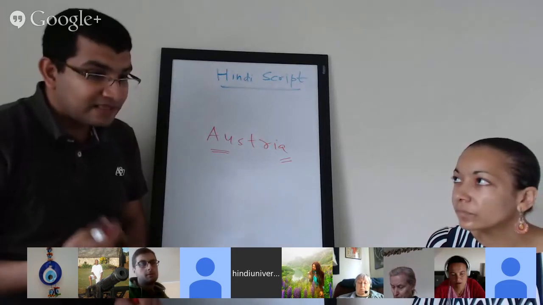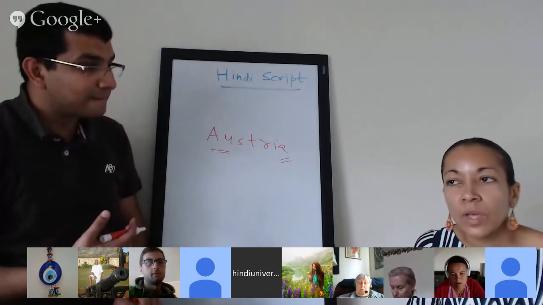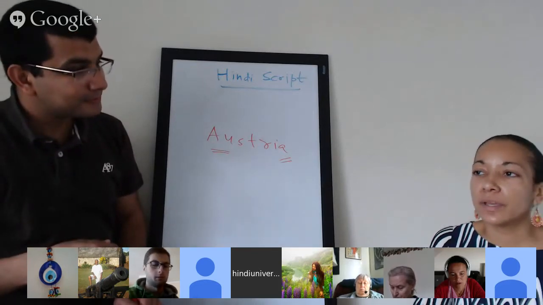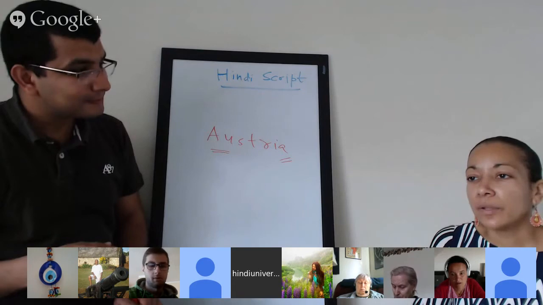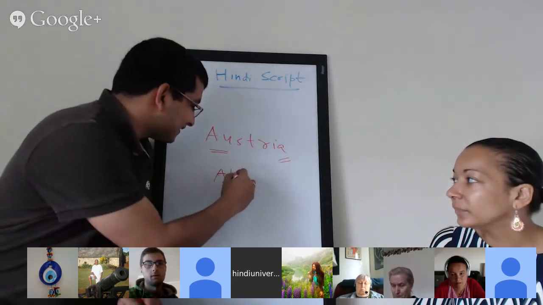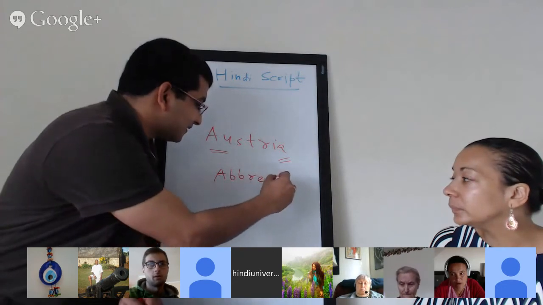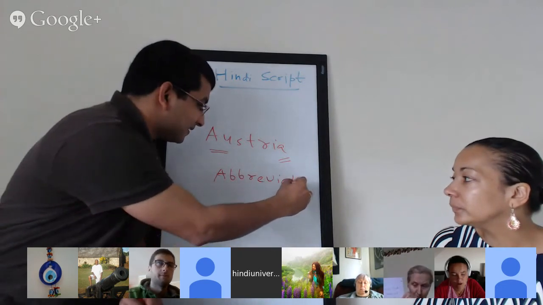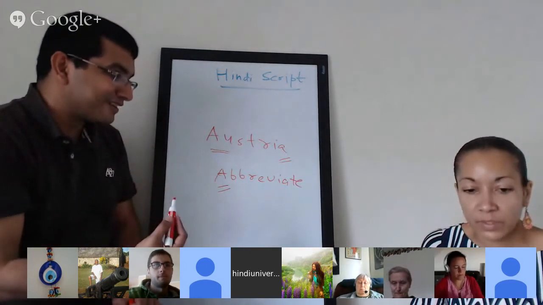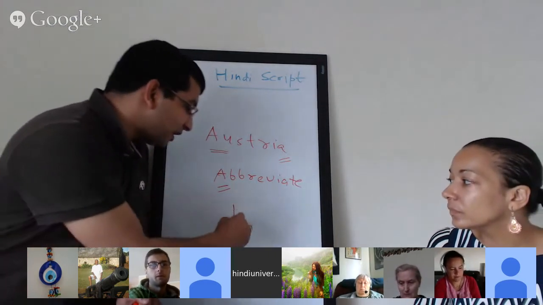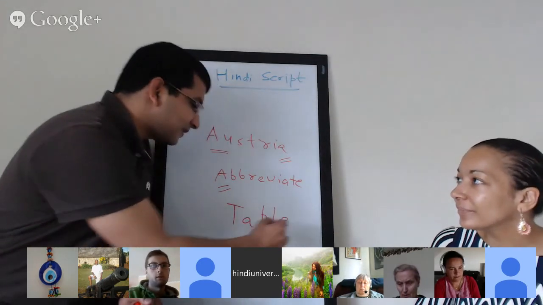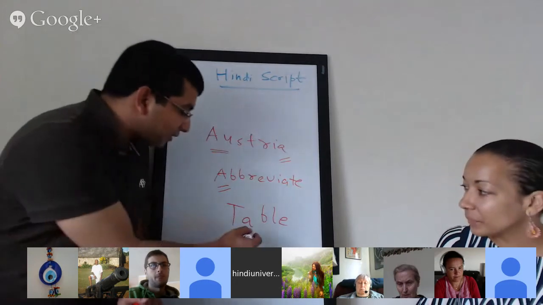Let's think of more scenarios. Let me try to think of a different sound. What about abbreviate? Abbreviate, that's very good, right? There is clearly a sound in it. What about table? That's harder. Let's ask the audience. What kind of sound do you have? Is it a?